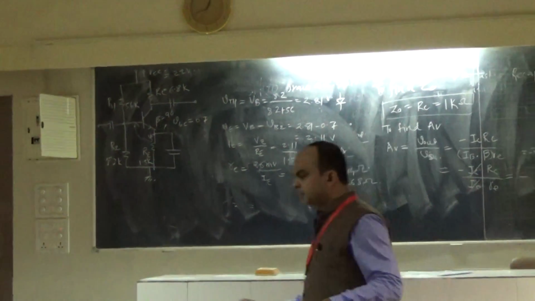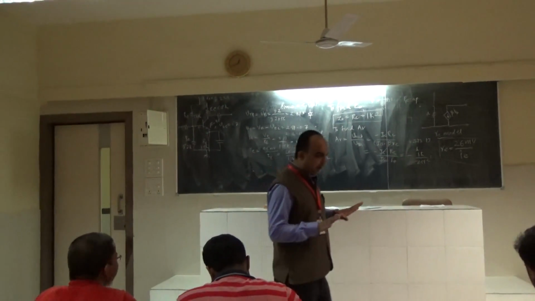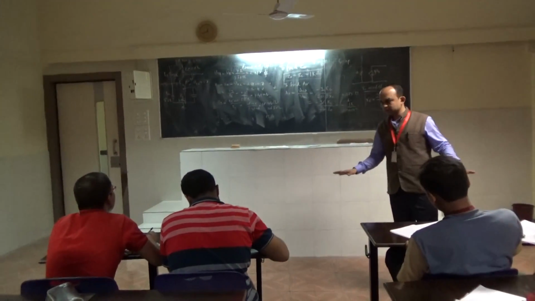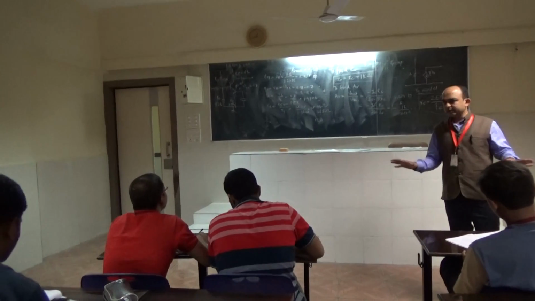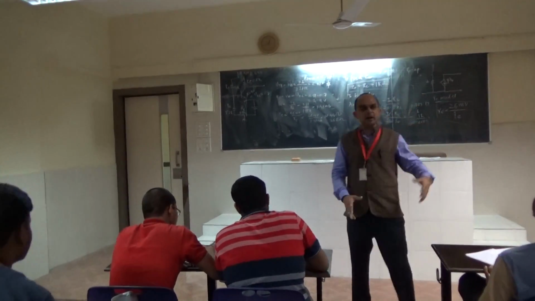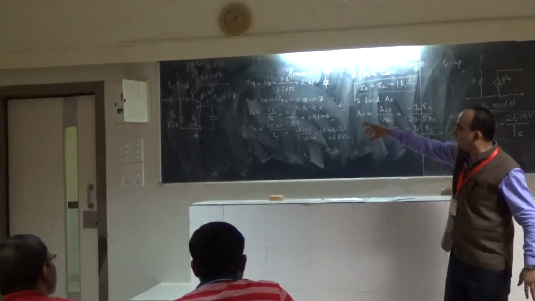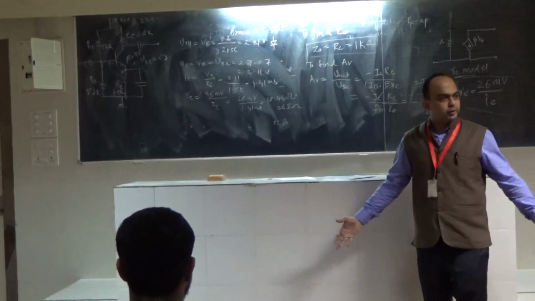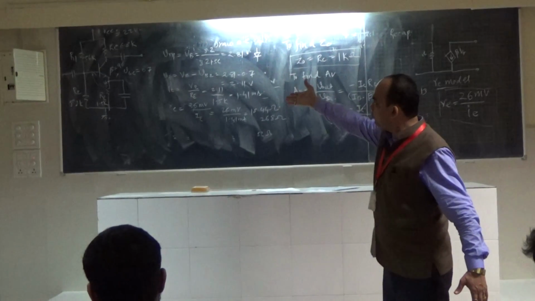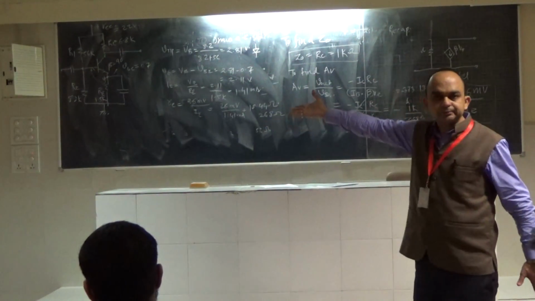I am giving you 2 to 3 minutes to digest what I have written on the board. There are different ways to get IE. You may say that, sir, earlier we used to apply loop KVL and then find it that way; you can do that also. But the simple thing is, I am going with VB, I am going with VBE. I can find out the drop across resistor RE.